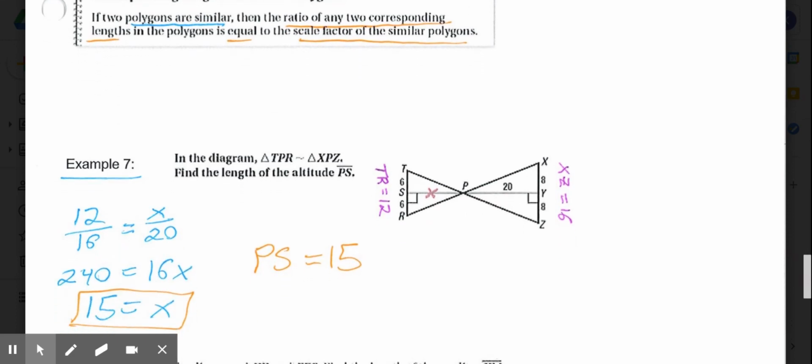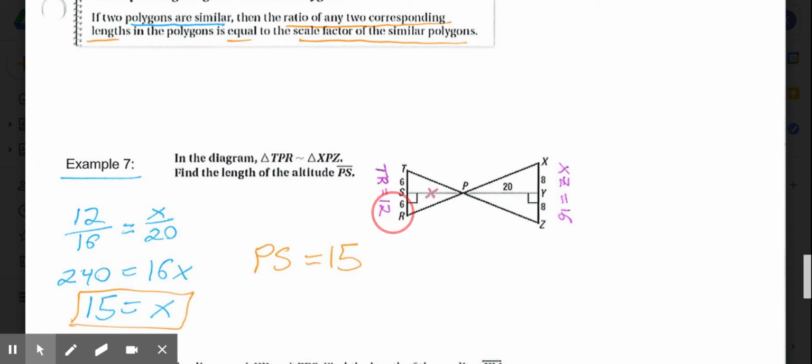So example 7 here says, in the diagram, triangle TPR is similar to XPZ. Find the length of the altitude PS. So we're looking for segment PS here. So what do we know?